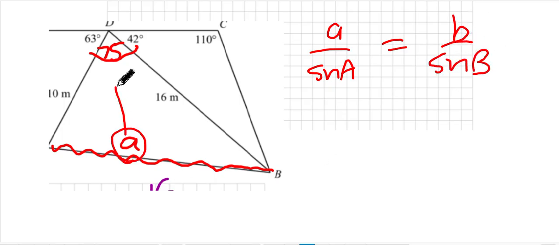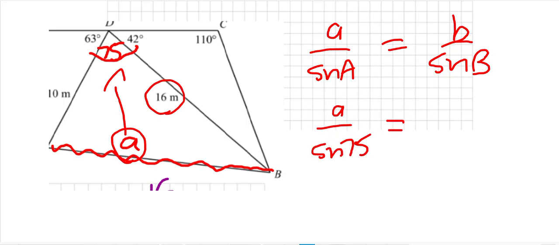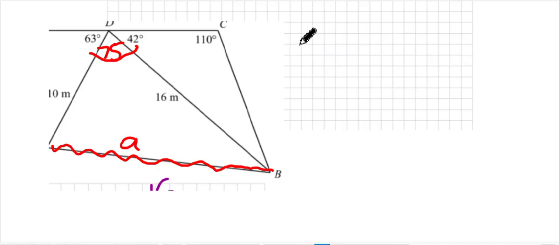Who's fighting A? A over sine 75. Who's fighting 16? We don't know. Who's fighting 10? We don't know. That means we cannot use the sine rule. The sine rule is not an option this time around. Okay, so when the sine rule fails, who do we call next? We go for the cosine rule next.